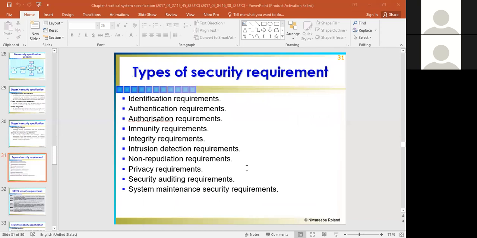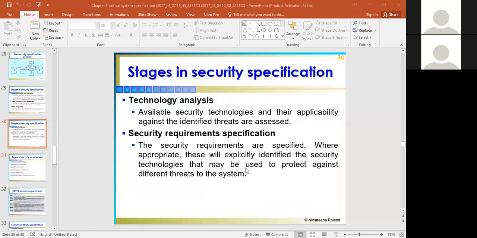And then we have technology analysis, where available security technologies and how they can be applied in these cases are assessed. Available security technologies and their applicability against the identified threats are assessed. Then security requirement specification, so what you come up with at the end. What are you going to have that is going to protect your system? Where appropriate, these will explicitly identify the security technologies that may be used to protect against different threats to the system.